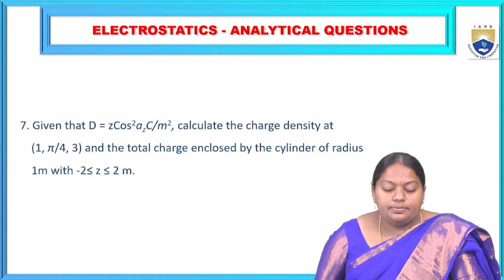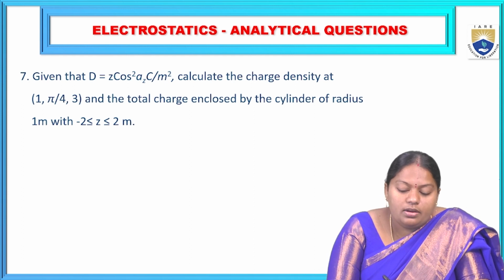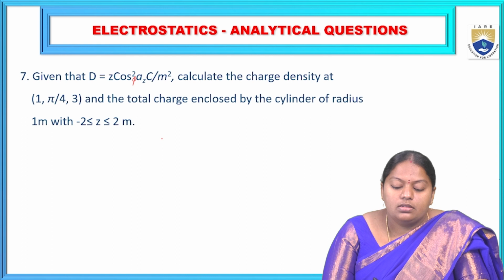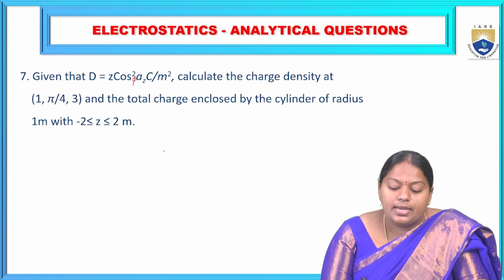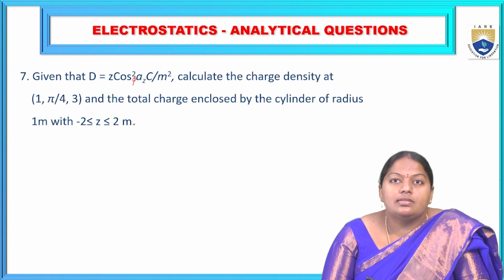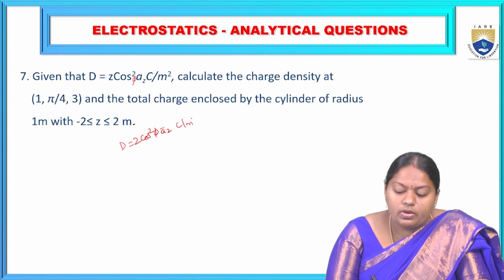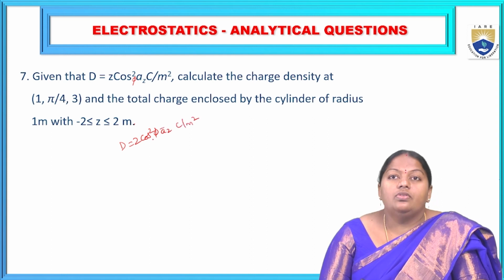Okay, next. Given that D equal to z cos square phi az coulomb per meter square, calculate the charge density at 1, pi by 4, 3, and the total charge enclosed by the cylinder of radius 1 meter with -2 less than or equal to z less than or equal to 2 meters. So here D is given as z cos square phi az coulomb per meter square, and the charge density we need to evaluate.